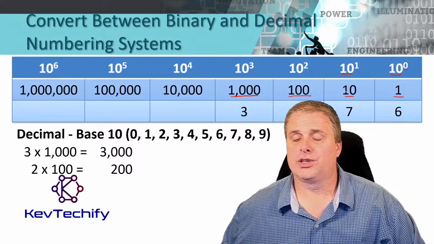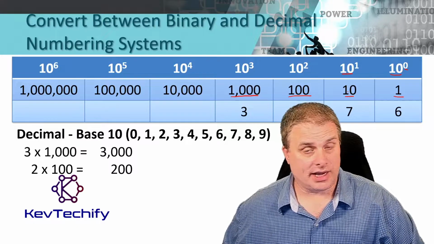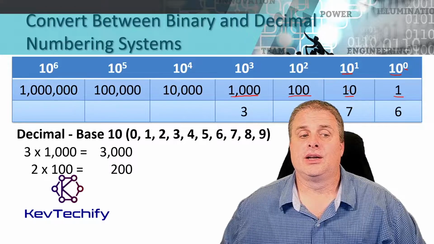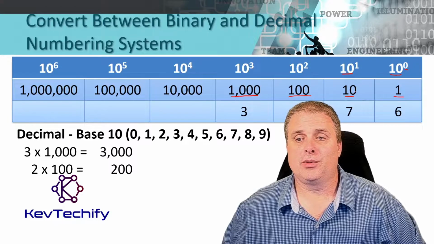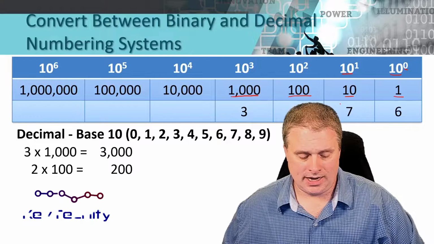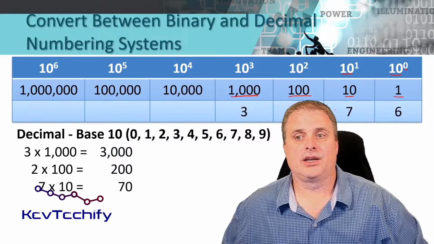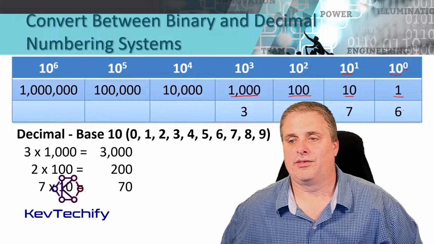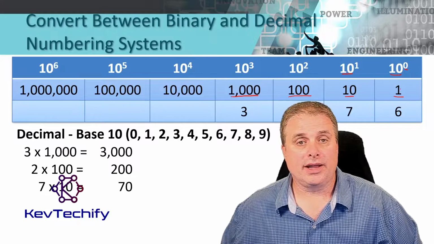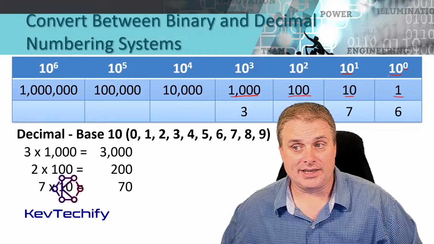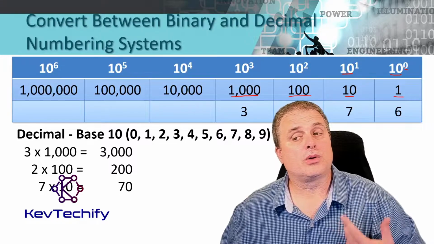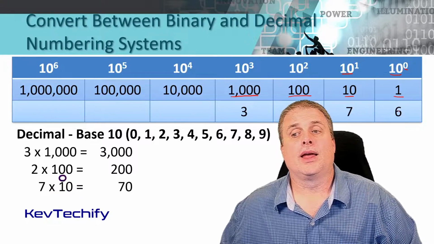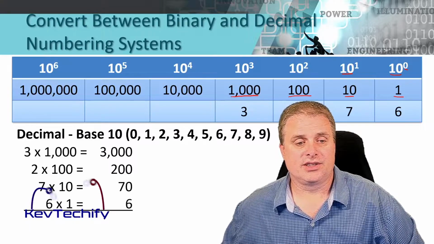Then we move over to the second column from the right. That's the tens column, and we have a value of 7. We multiply it by the positional value of 10. That gives us 7 times 10, which is equal to 70. And then we take the far right column. We have a value of 6 times 1. That's a positional value. Once again, that's 10 to the 0. Any number to the 0 power is 1. That gives us 6 times 1, gives us 6.